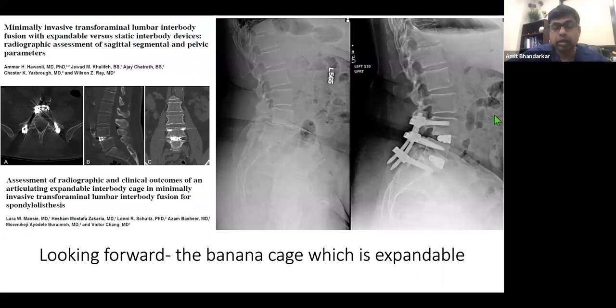The best cage in the future is possibly going to be an expandable banana cage. It has been shown that it creates the best lordosis, I think much better than static cages. And it also creates the best foraminal decompression compared to other static cages if placed in the midline or middle of the disc space. If it's placed anteriorly, it creates a nice amount of lordosis.